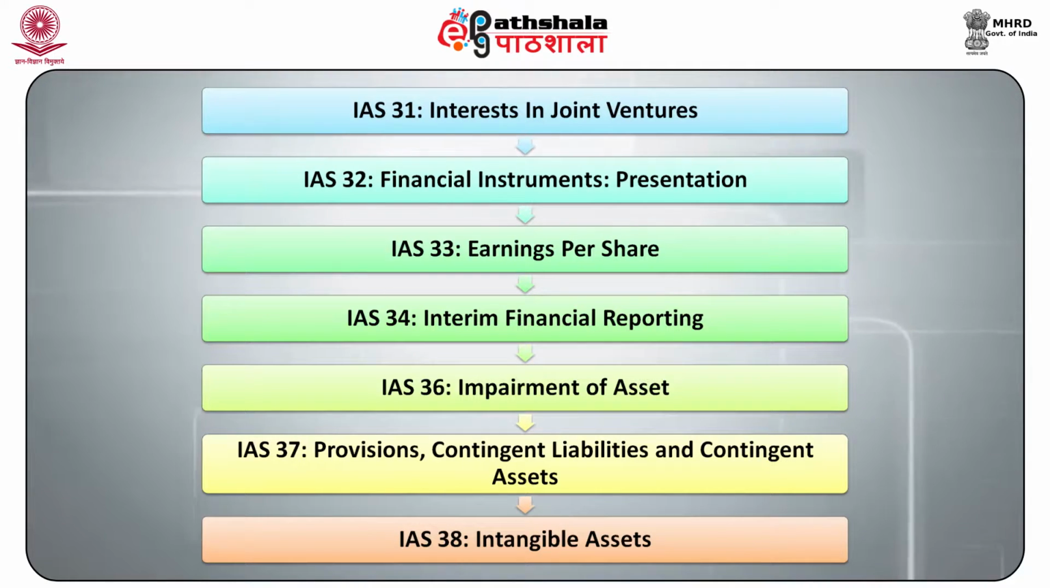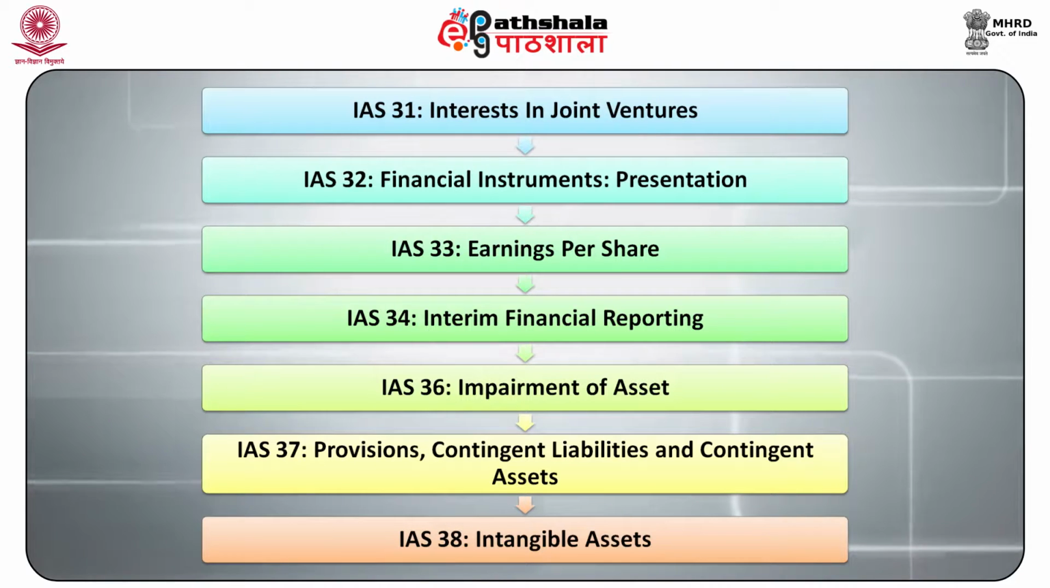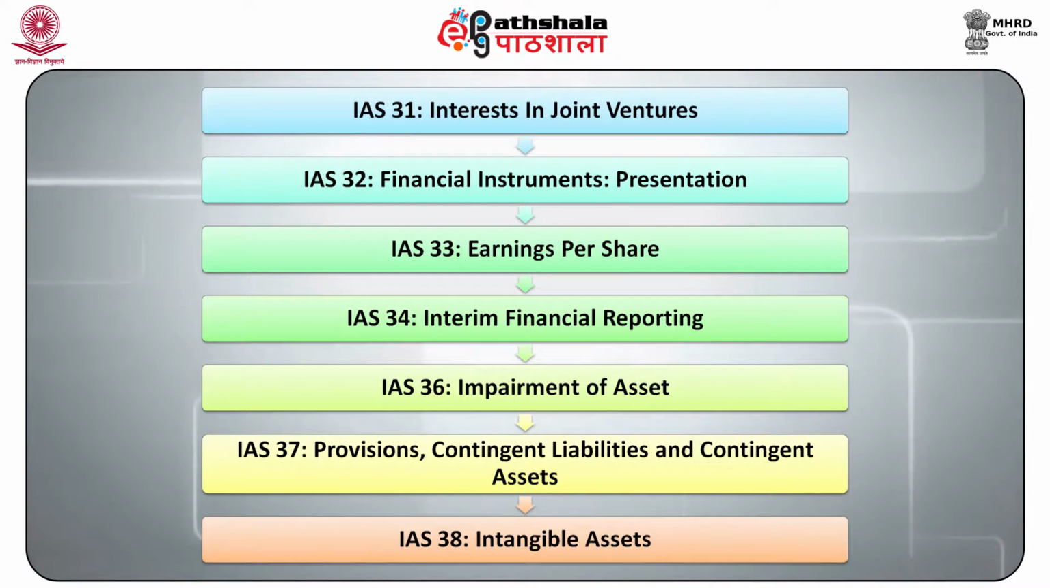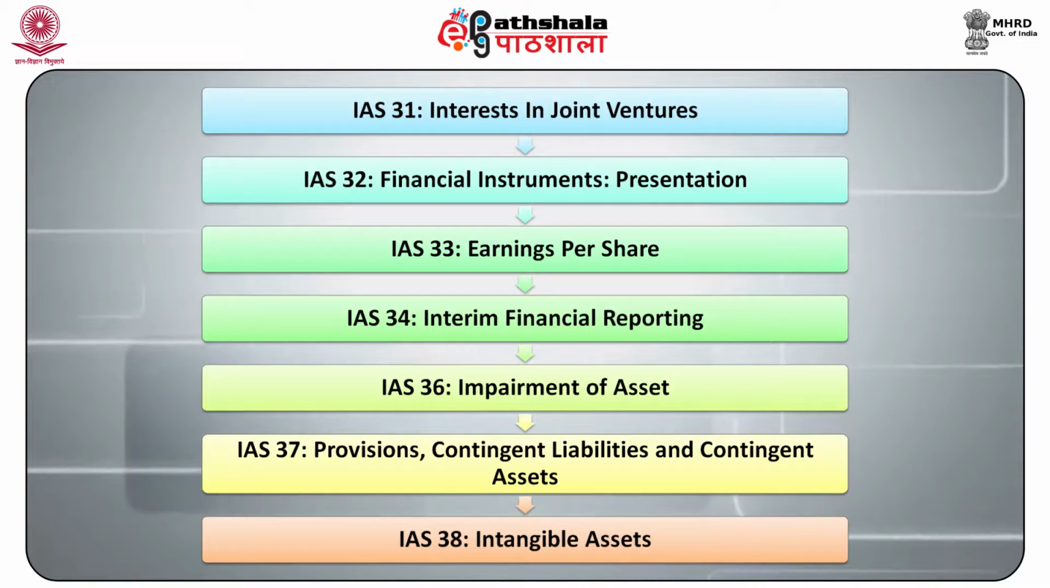IAS 37, Provisions, contingent liabilities and contingent assets. IAS 38, Intangible assets. IAS 39, Financial instruments: recognition and measurement. IAS 40, Investment property. IAS 41, Agriculture. Note, IAS 3, 4, 5, 6, 9, 13, 14, 15, 22, 25, 30 and 35 have been superseded.